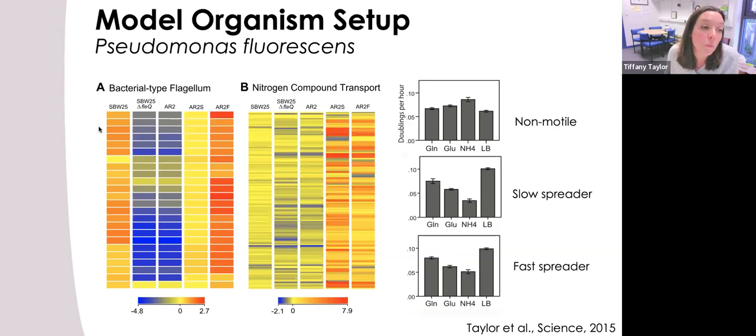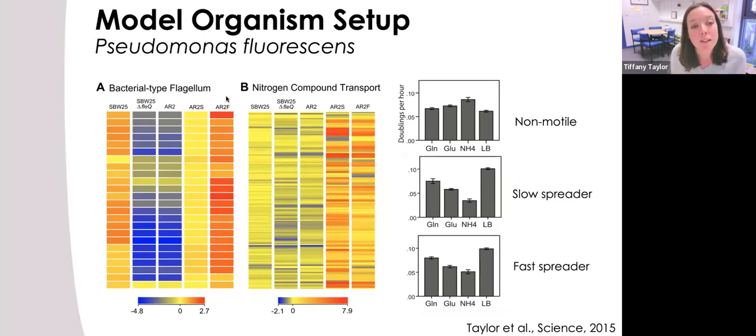And what we found with the bacterial type flagellum is what you might expect. When you knock out FLQ, you reduce expression of flagella genes. So I should say cold colors here are reduced expression, warm colors show increased expression. So you reduce expression of the flagellum associated genes, and in the slow spreading mutant you find partial upregulation of those genes, and in the fast spreading mutant you find further upregulation of those genes.